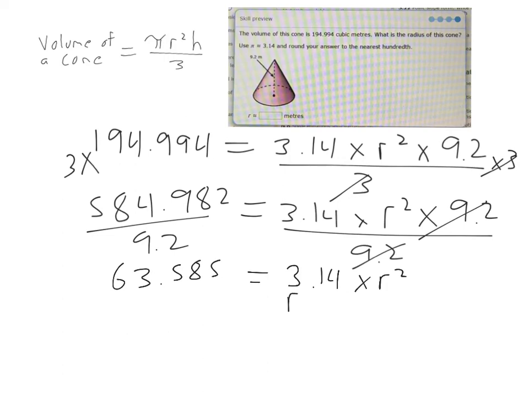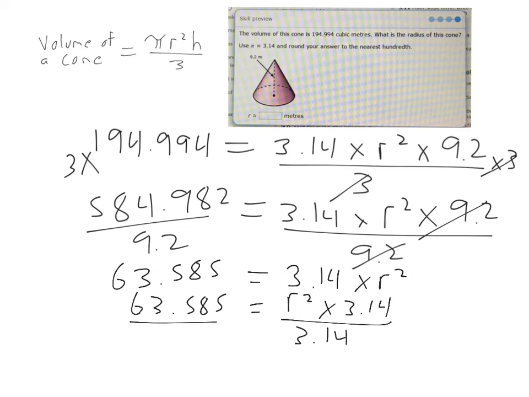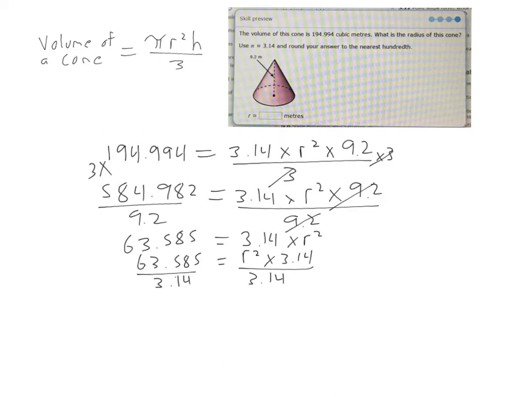I'm just going to switch those around so it's a little more visual for us. 3.14 times r squared equals 63.585. Sorry, it's getting a little sloppy. I want to get rid of that 3.14 from the right side, so I'm going to divide by 3.14. Divide by 3.14. It's going to make this a little smaller so I have some more room. So here we are. We just did the divide by 3.14, so those cancel out.